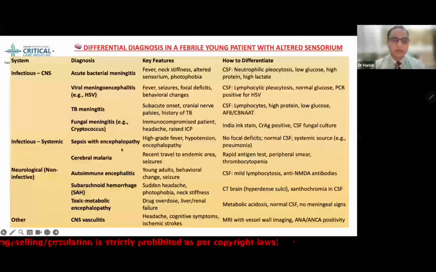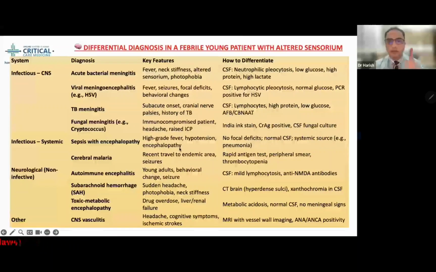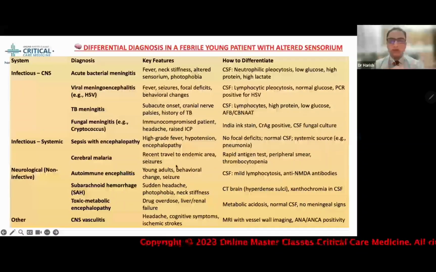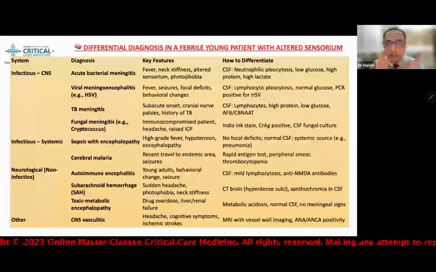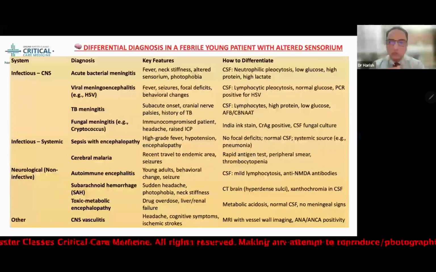Other systemic infections can also cause febrile encephalopathy, particularly when the patient has severe sepsis. They will have high-grade fever, hypotension, encephalopathy, and usually no focal deficit. In septic encephalopathy, the CSF is normal. There may be a systemic source like severe pneumonia, which can cause encephalopathy and look like a febrile encephalopathy. Cerebral malaria: recent travel history to an endemic area, and they can have convulsions. We can do malarial rapid antigen test and peripheral smear. Usually they have transaminitis, thrombocytopenia and so on.